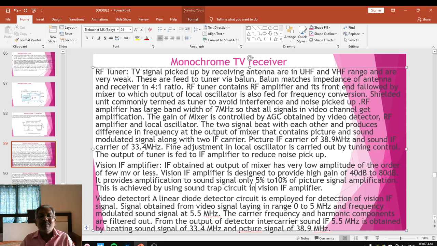Now the video detector. A linear diode detector circuit is employed for detection of the vision IF signal, obtained as the video signal lying in a range of 0 to 5 MHz and the frequency modulated sound signal at 5.5 MHz. The carrier frequency and harmonic components are filtered out. From the output of the detector, the inter-carrier sound IF of 5.5 MHz is obtained by beating the sound signal of 33.4 MHz with the picture signal of 38.9 MHz.